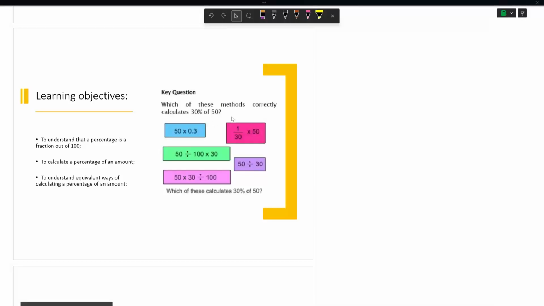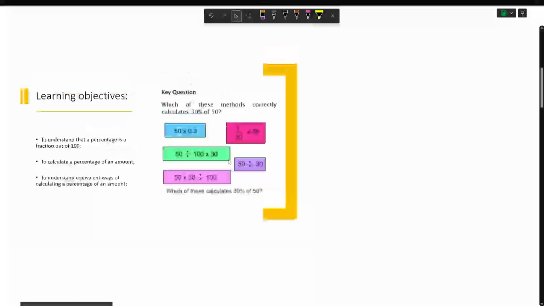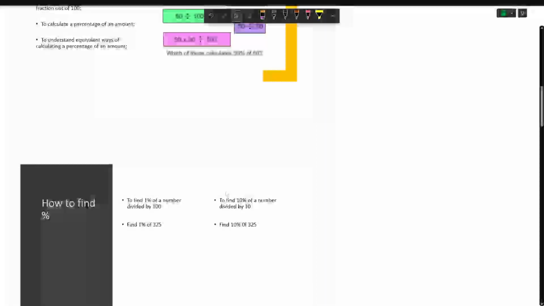How much is 30% of 50? You have 6 examples with different colors. Have a look at the colors and just type in the comments which one you think is the correct answer. So, how do we find the percentage?